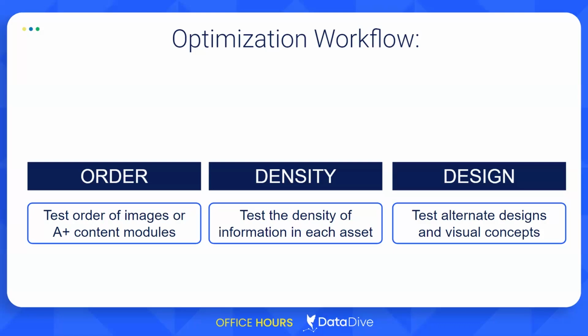And so the easiest thing to test is just changing the order. So this is like changing the order of images in your gallery or changing the order of how your A+ content modules are displayed. So no new content here, just order.